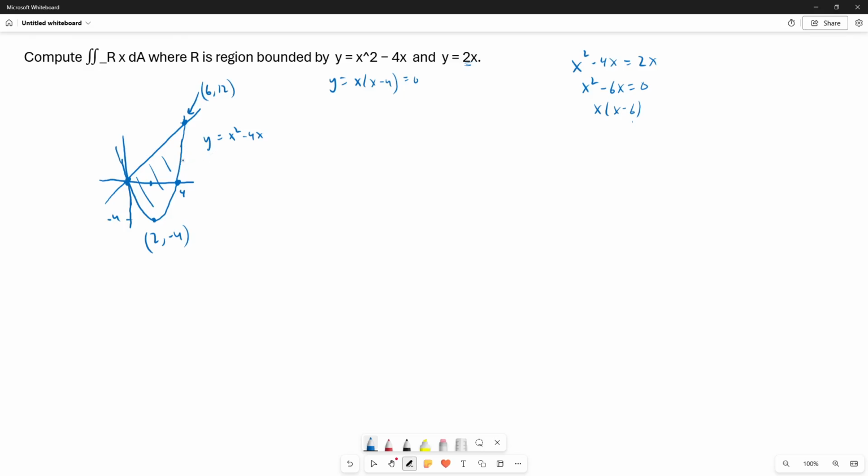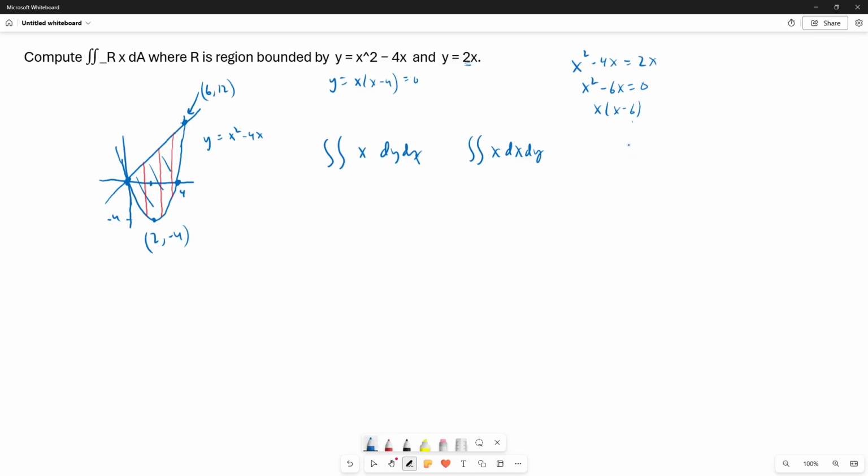Now normally we write this integral in both orders, the iterated integral of x dy dx and the iterated integral of x dx dy. In the dy dx case, that means that we are filling the region with vertical slices, and vertical slices are very nice in this region. They go from the parabola at the bottom to the line at the top.